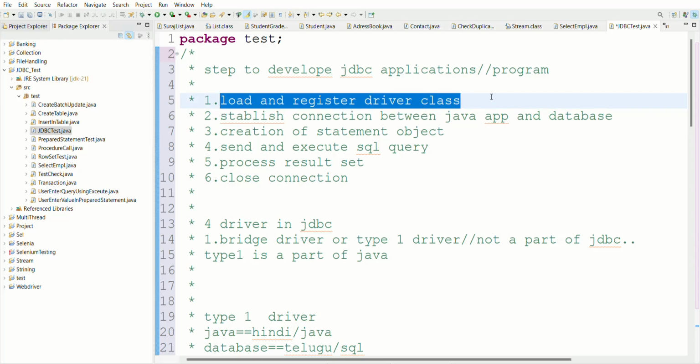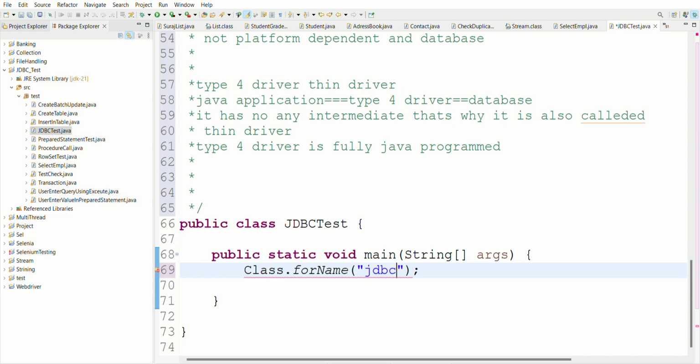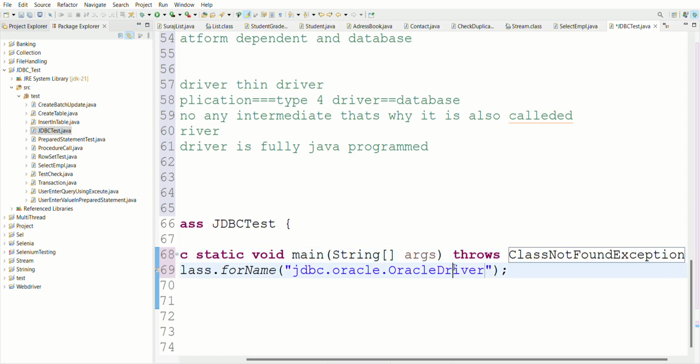To load the driver class, as you have already learned from the JVM architecture, we use Class.forName. This is used to load our class. Here by this we can load our class, the Oracle JDBC driver class. As you know, Class.forName will throw the exception ClassNotFoundException. Let me write that here.